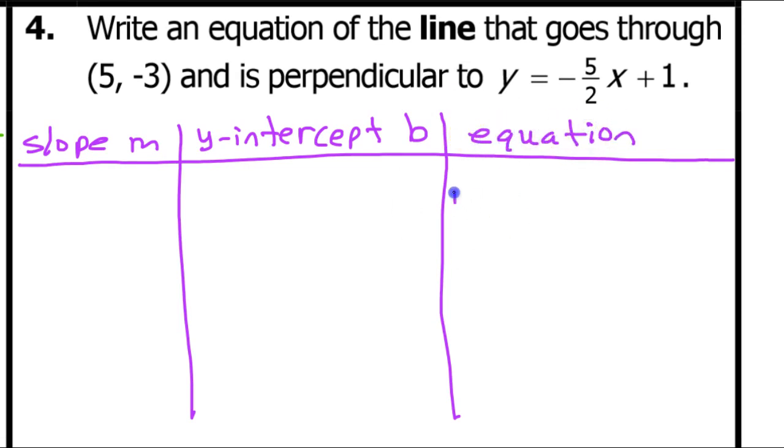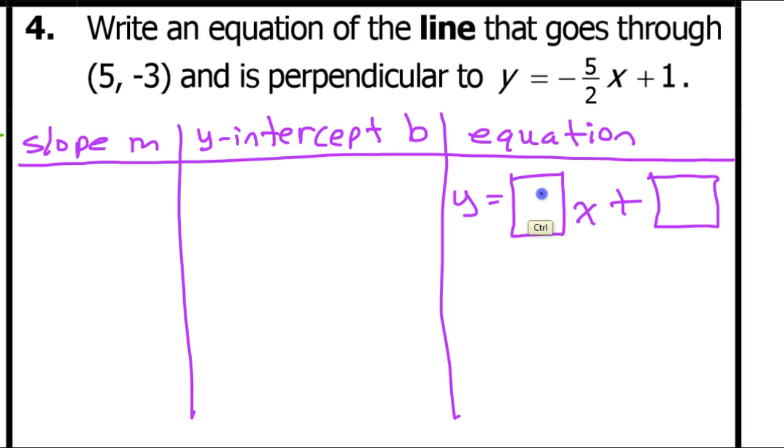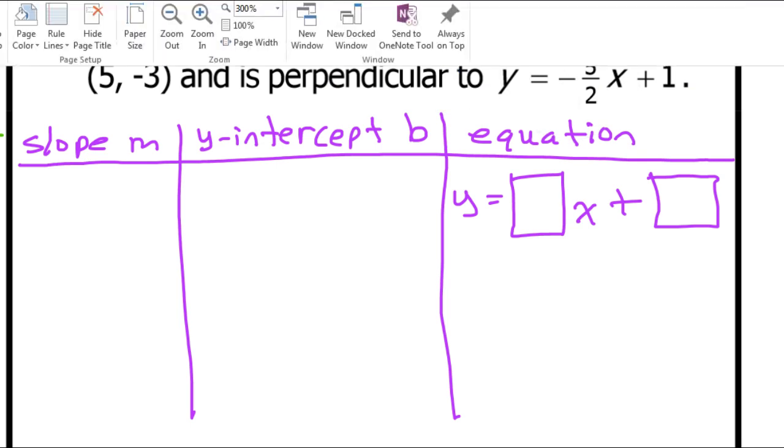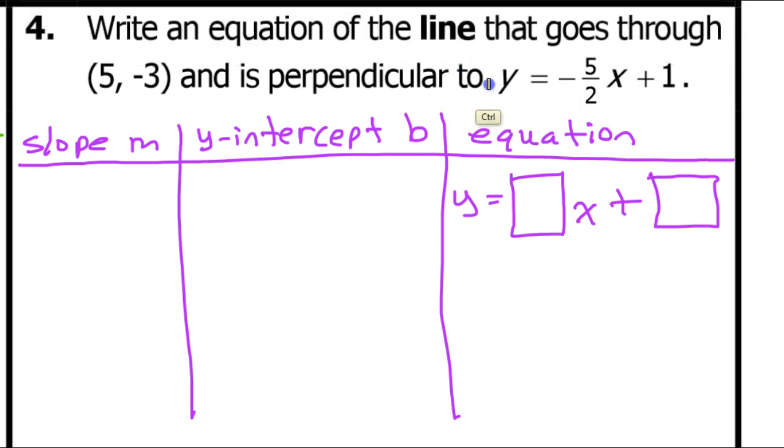Now, the equation always goes y equals something x plus something, where the first box is the slope and the second box is the y-intercept. Let's start by figuring out the slope. So when they give me this perpendicular line, they are indirectly giving me the slope. So let's start by asking ourselves, what is the slope of this perpendicular line? Hopefully you're thinking, boom, the slope is right there, -5/2. That's the slope of the perpendicular line.